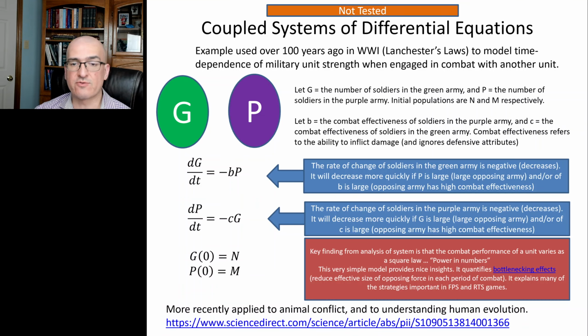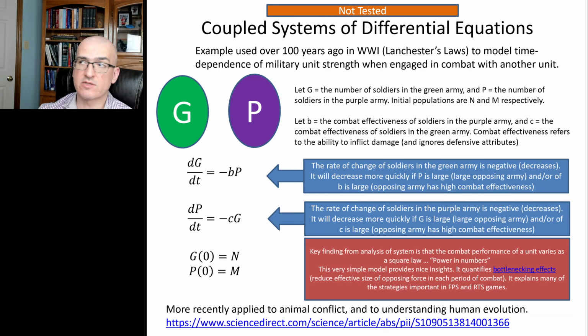So let's look at the green group. As they fight, the green group is not going to grow in size. It's going to shrink. They're going to lose people. People are going to die. So its rate of change is negative. It's a decreasing rate of change, a negative rate of change. And the magnitude of that negative rate of change is dependent on two quantities.